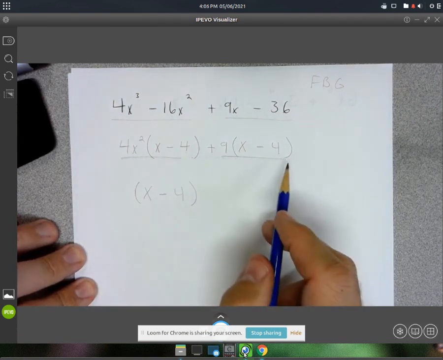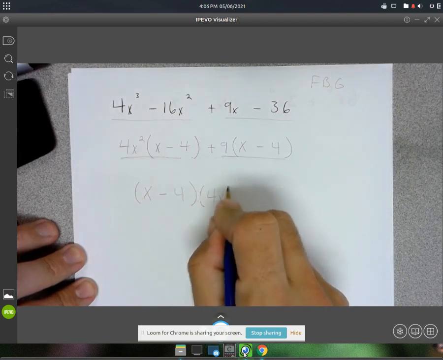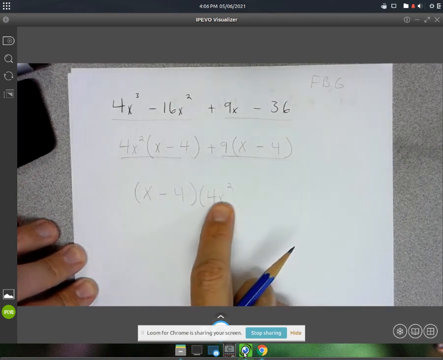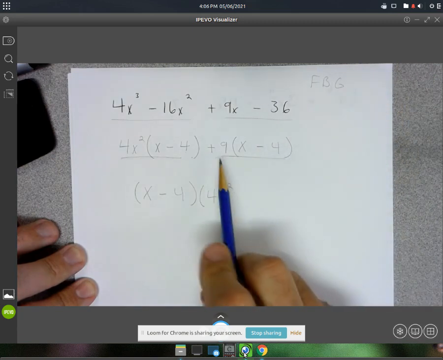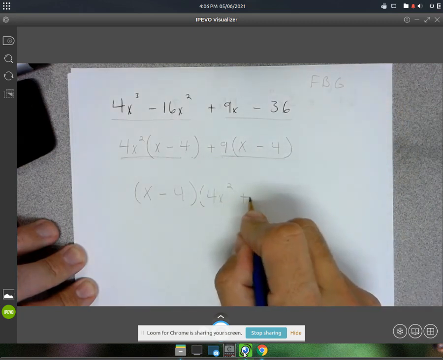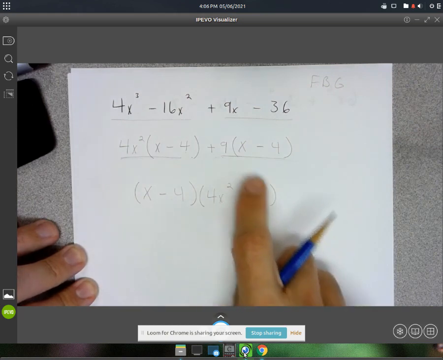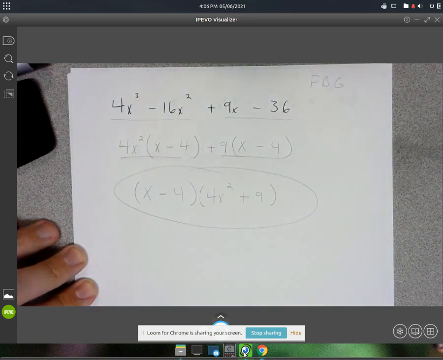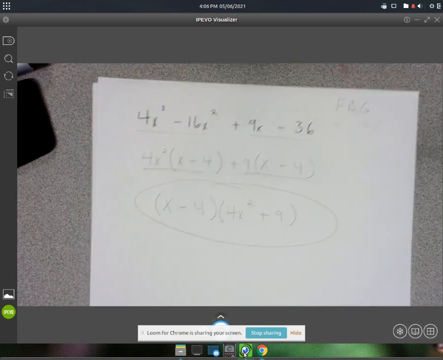All right. So the left half is going to be a 4x squared now. So notice x minus 4 times 4x squared gives you this left half. And then the right half is just going to become this plus 9. All right, so x minus 4 times 9 gives us 9(x minus 4). And that's it. That's the factored form for this expression. All right, we'll do another one here in this video.